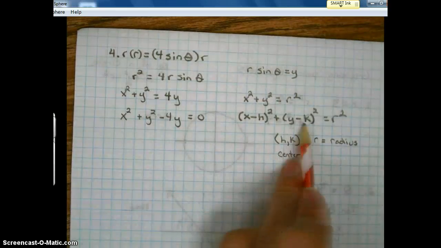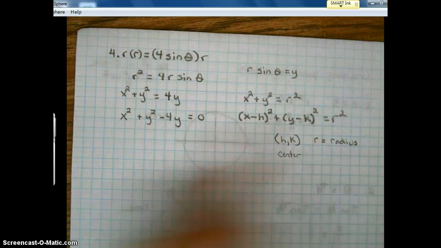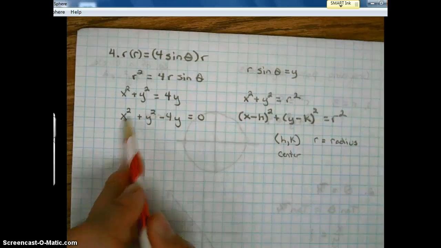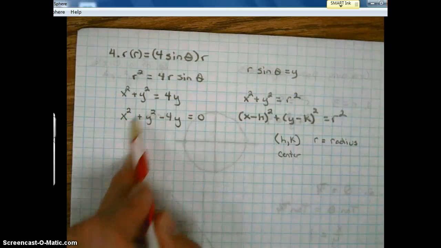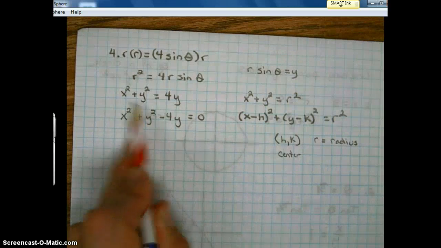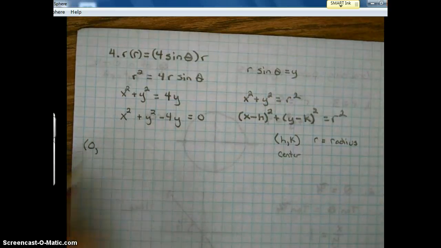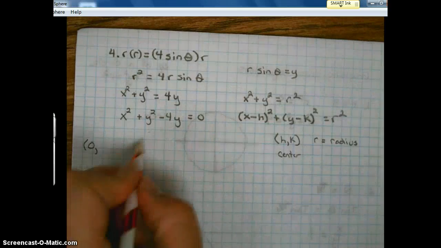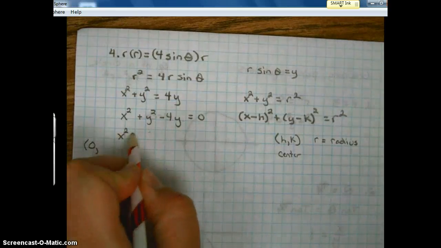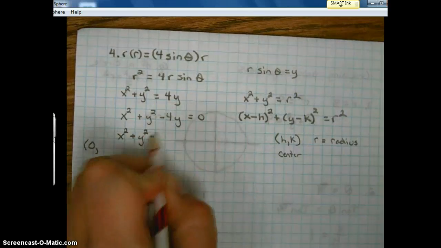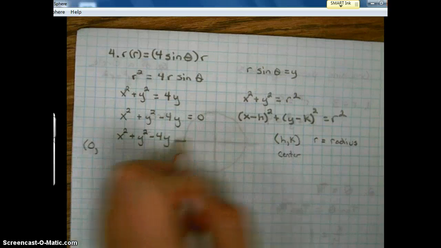So in order to put it in this format, we have to complete the square. Well, obviously, the h value is going to be 0. There's nothing to complete here. It's just x squared. So we know that the center is going to be at 0, something. So we have to complete the square on the other side. Maybe you forgot how to do that. Let's go through completing the square quickly.